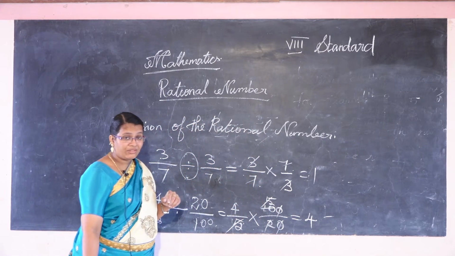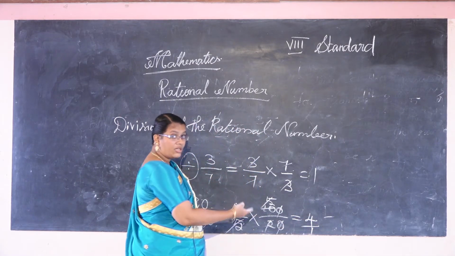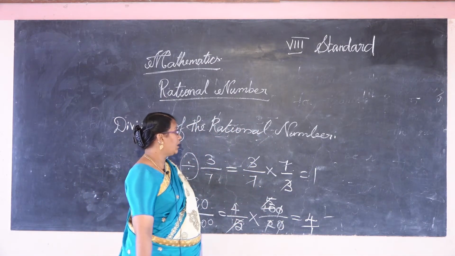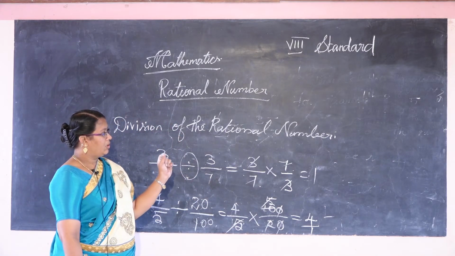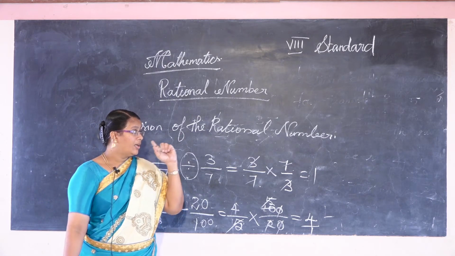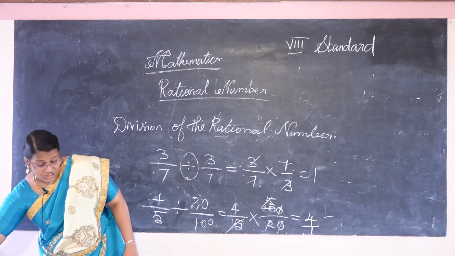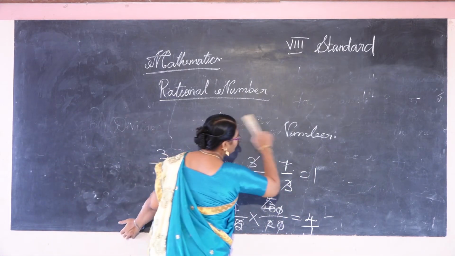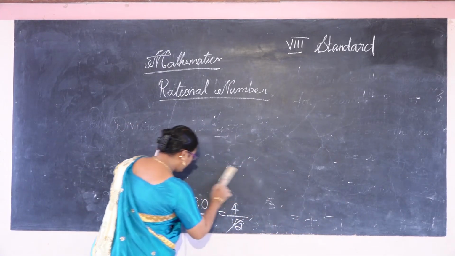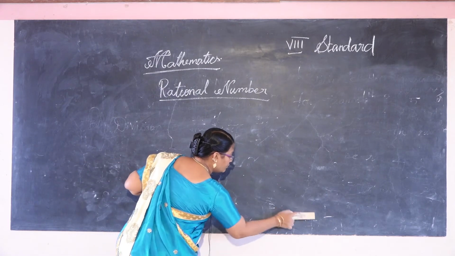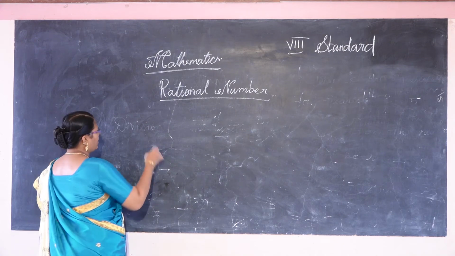4 is also a rational number because the denominator has 1. So it is also a rational number. I hope you all understand the concept of division of rational numbers. Now, last and finally, just to recall the absolute value. You already know the absolute value of integers from last year. This year we learn the absolute value of rational numbers. That's all.